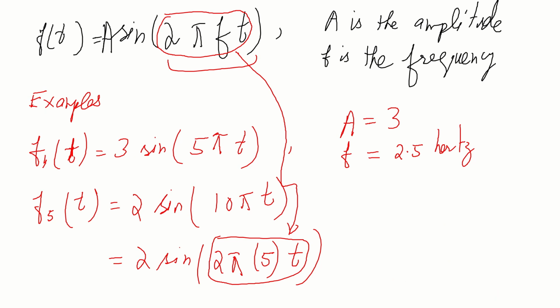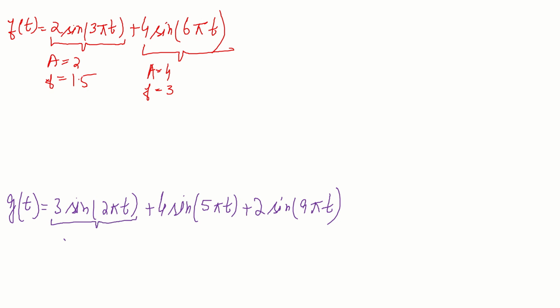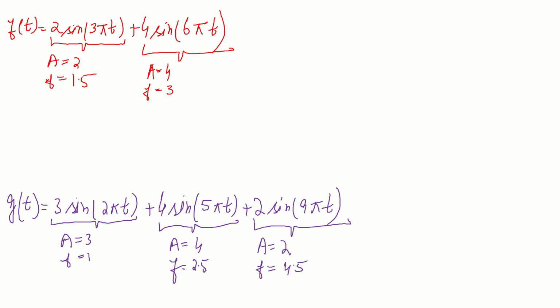Let us go a little bit further and consider two functions that are the sum of sine waves with different frequencies and amplitudes. The function f is the sum of two sine waves, where the first sine wave has an amplitude of 2 and a frequency of 1.5, and the second sine wave has an amplitude of 4 and a frequency of 3. The function g is the sum of three sine waves having respective amplitudes of 3, 4 and 2 and respective frequencies of 1, 2.5 and 4.5.